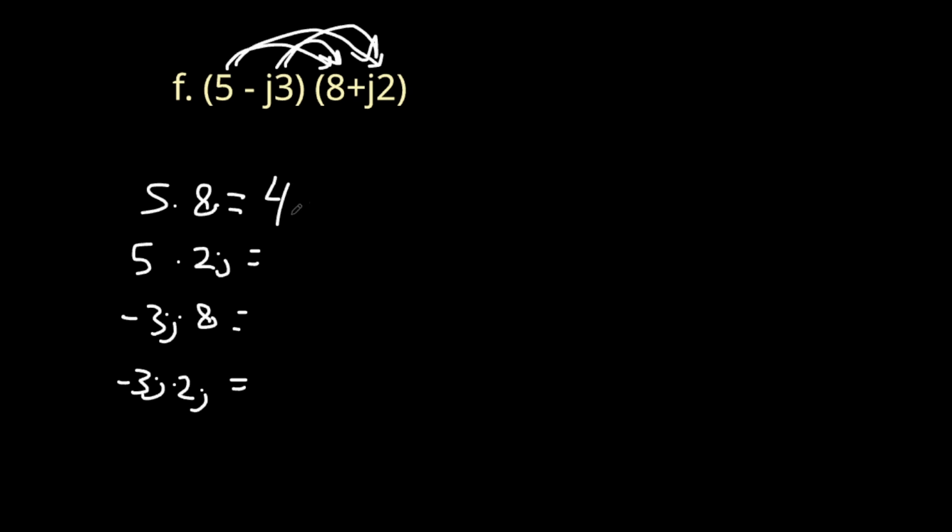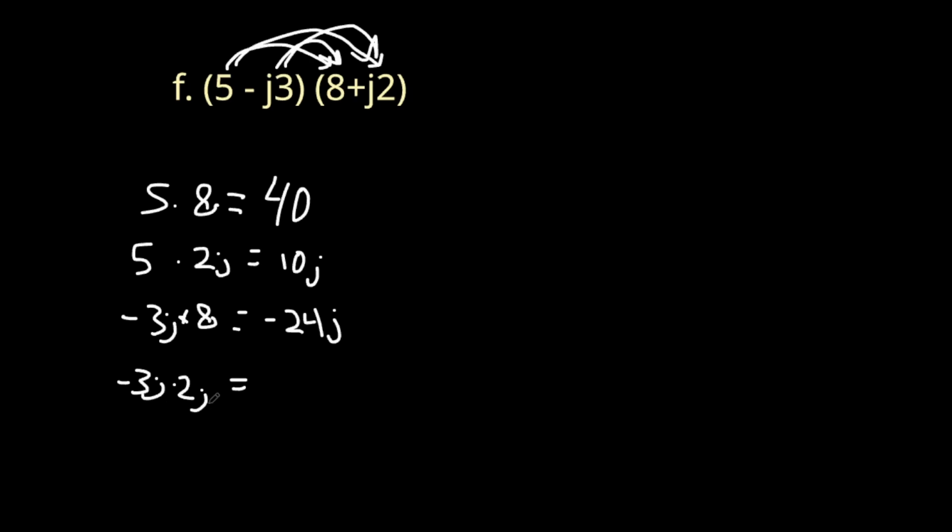So this one's 40. 4 times 8 is 40. Now let's do the real numbers for these two. So it's 10j, right? And the imaginary. Now, this one's kind of a little hard to see, but this one, we can do negative 3 times 8, and then we should get negative 24, right? And then j is left alone.